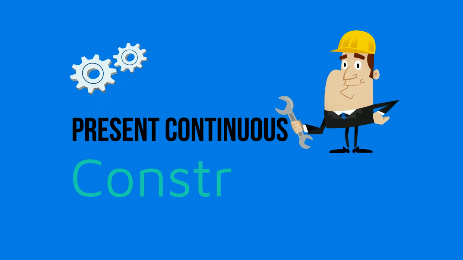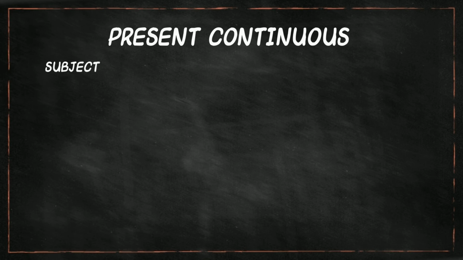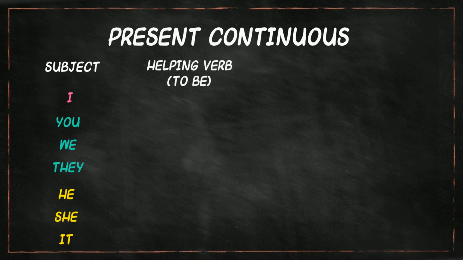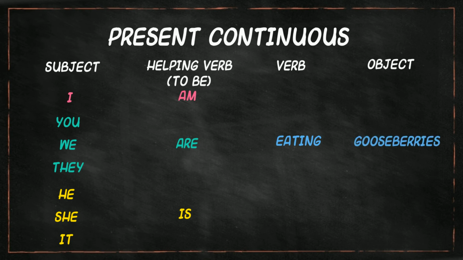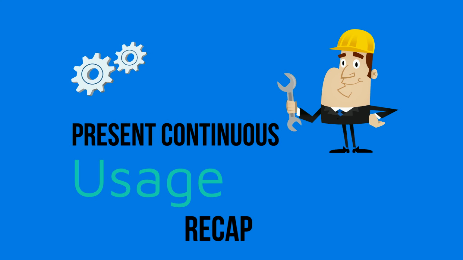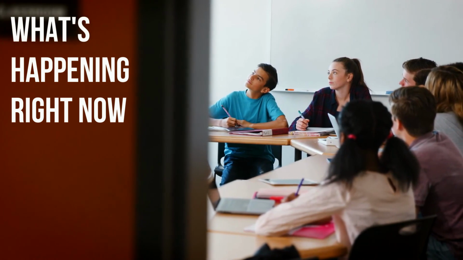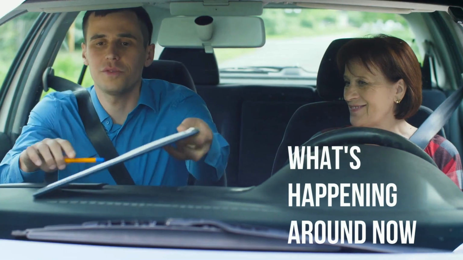To conclude, today we've learned that we construct the present continuous tense by using a subject, such as I, we, he or she, followed by a helping verb, in this case the present tense of the verb to be. We then use the verb with ing at the end, and we can add an object to finish the sentence. We've learned that the two most common uses of the present continuous are to talk about things that are happening either right now or around now.